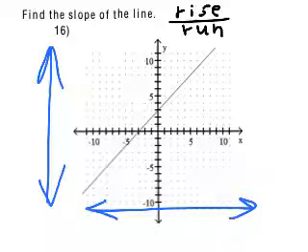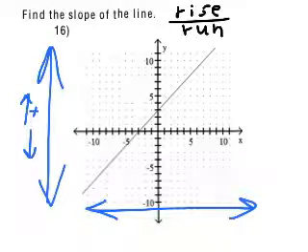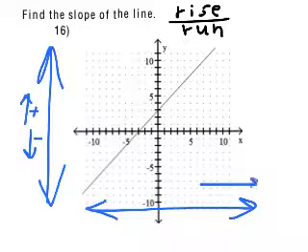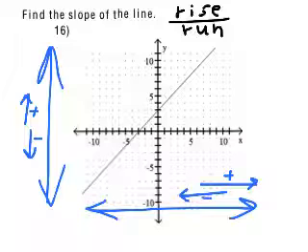And if it's going up, that's positive. If it's going down, the rise is negative. If it's going this way on the x, it's positive. If it's going this way on the x, it's negative. Okay, so rise over run.